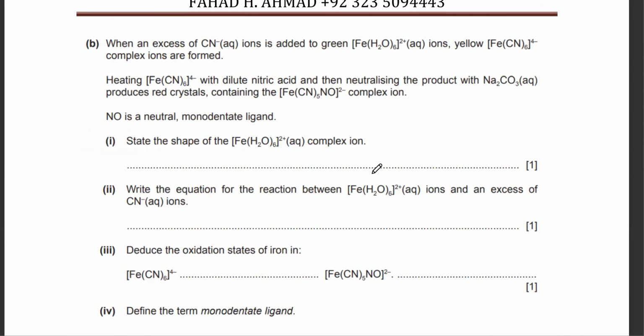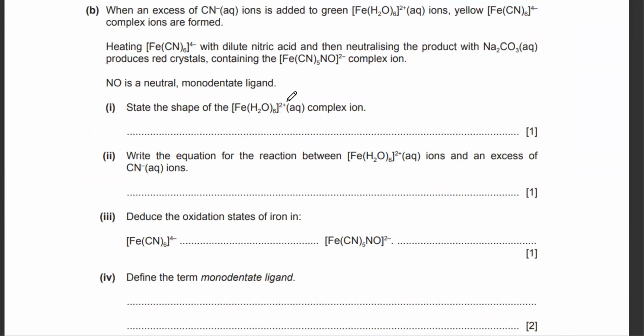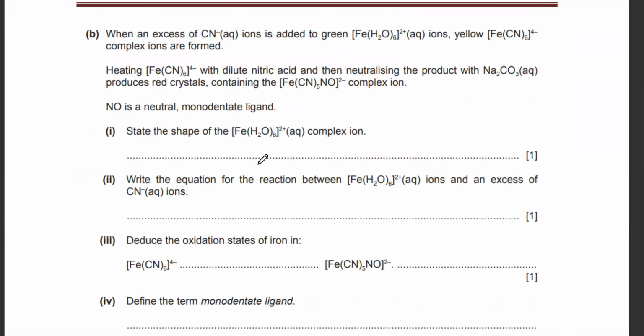And state the shape: this is going to be octahedral, 6 bonds. Write the equation for the reaction with an excess of CN-. They've given you everything. It's 6 water molecules replaced by 6 CN- ions. You can write the equation, right? Yes, I can.